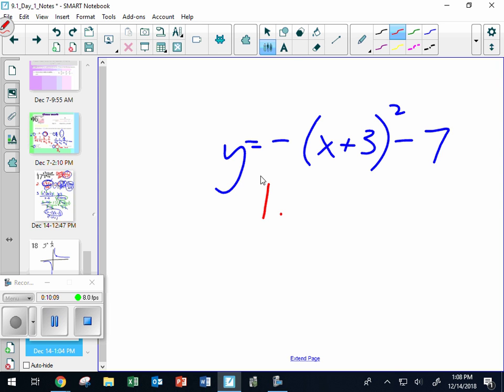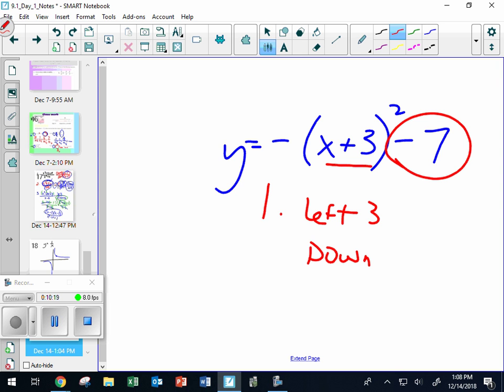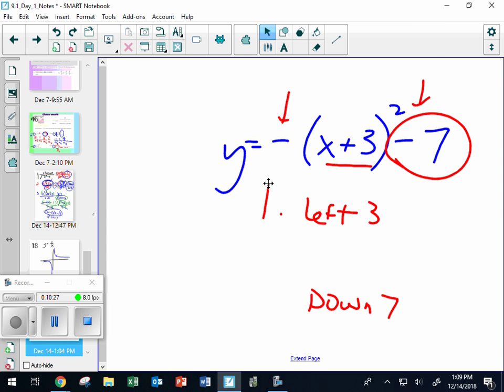All right, so I'm going to move this thing to the left 3. How many of you guys knew that? Left 3, okay, good. Then this is down 7. And yes, I should have really done the reflection first because this comes before this. I'm going to squeeze that in there, moving this down a little bit. That's a vertical reflect.